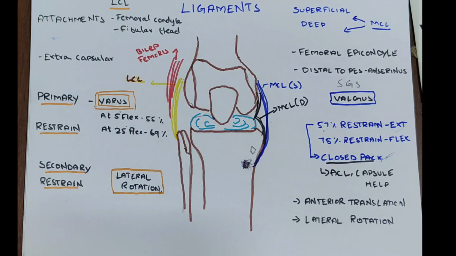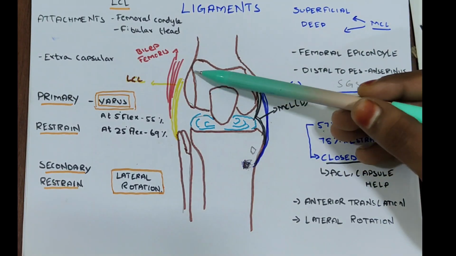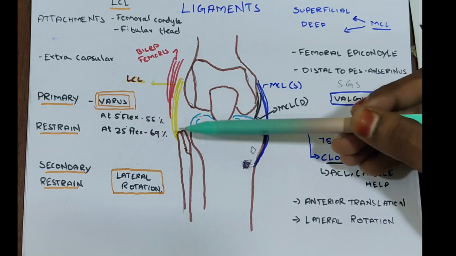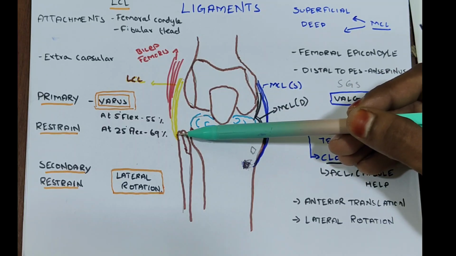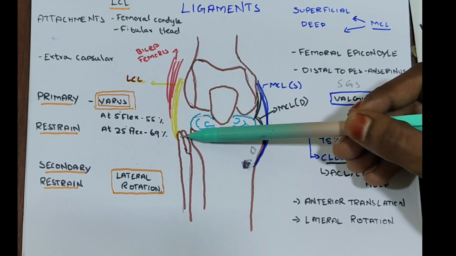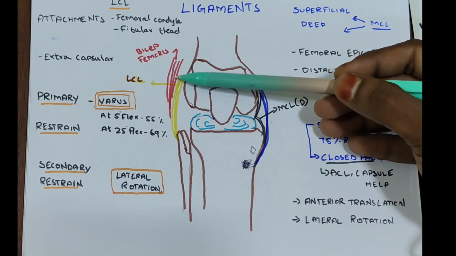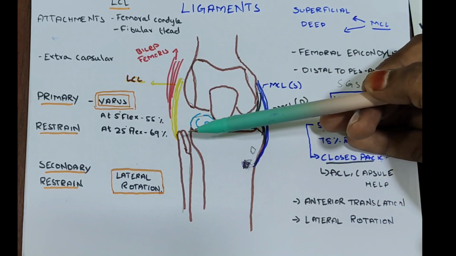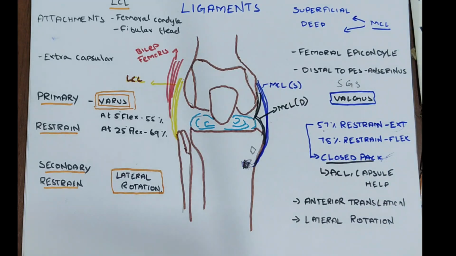LCL attachments. What are the LCL attachments? Same like that. It originates from the lateral epicondyle of the femur and is inserted into the fibular head, not tibia, the fibular head, along with the biceps femoris. The LCL is an extracapsular ligament, right? So here also we have a primary restraint and secondary restraint.